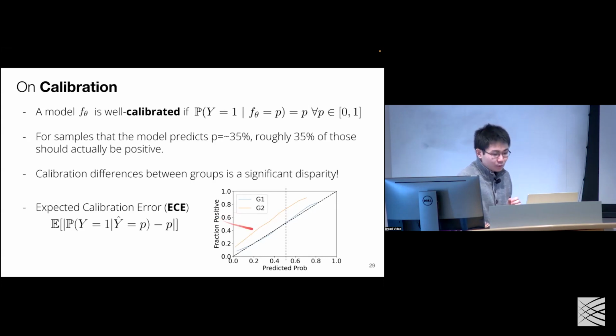To summarize this graph into one metric, you can use something called the expected calibration error, which is essentially the area between the optimal calibrated model and your calibration curve, weighted by the samples within each bucket. And here, the calibration error for group 2 is about 0.17. It's normally between 0 and 0.5. Any questions so far?